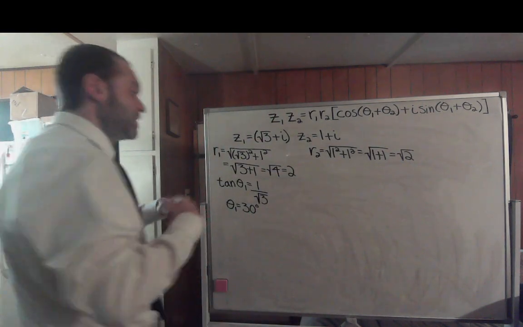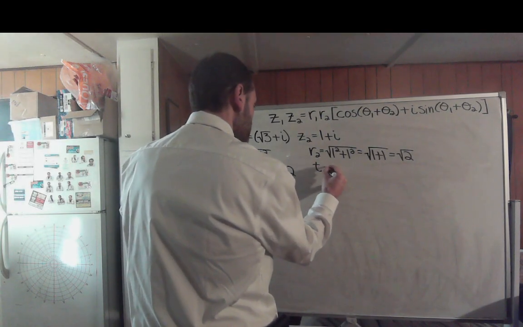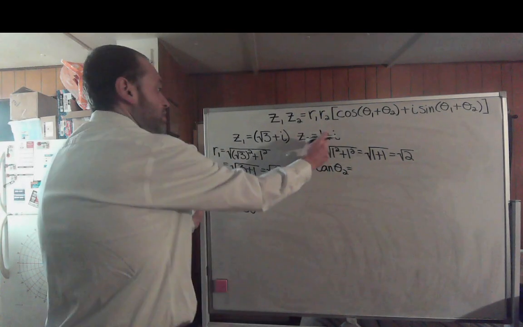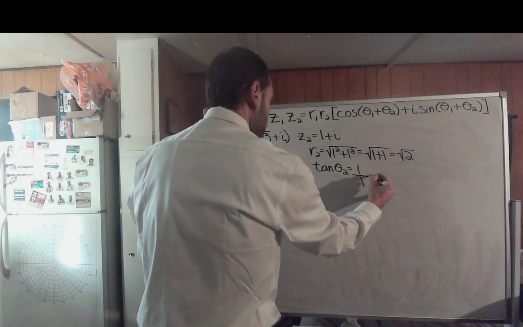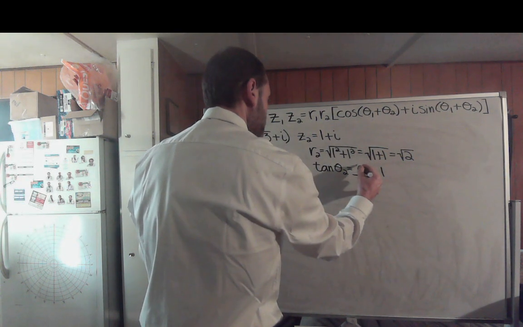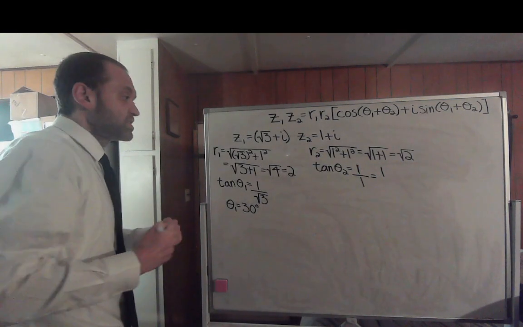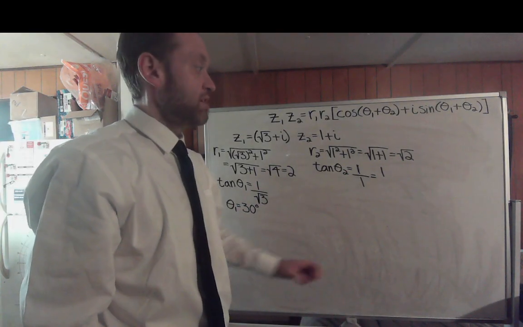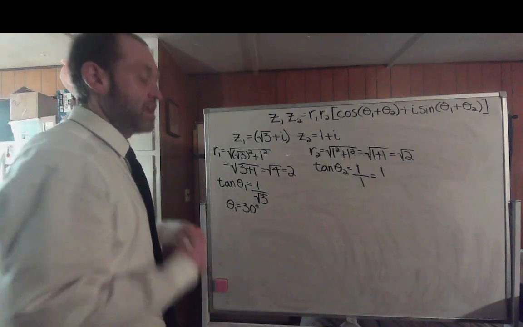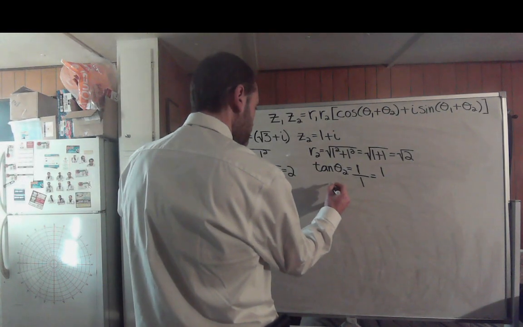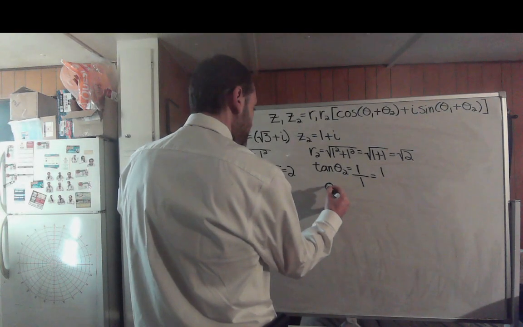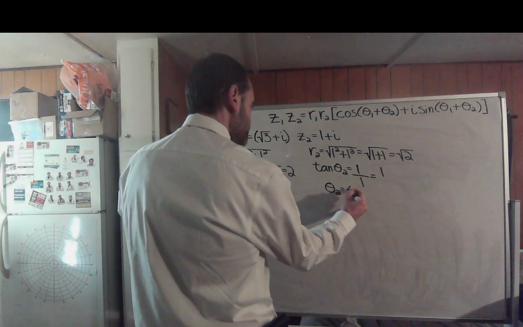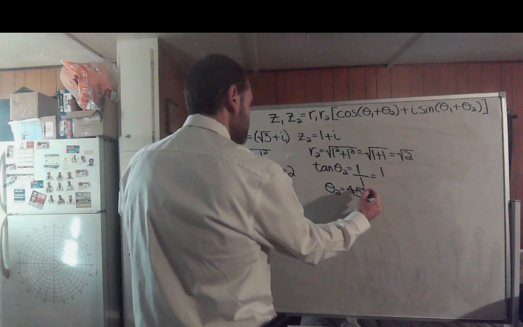Now let's find theta sub 2. So the tangent of theta sub 2 equals b over a, so that'd be 1 over 1, or just simply 1. Alright, so what angle gives me a tangent of 1 in the first quadrant? That'd be 45 degrees, right? So theta sub 2 would be equal to 45 degrees.